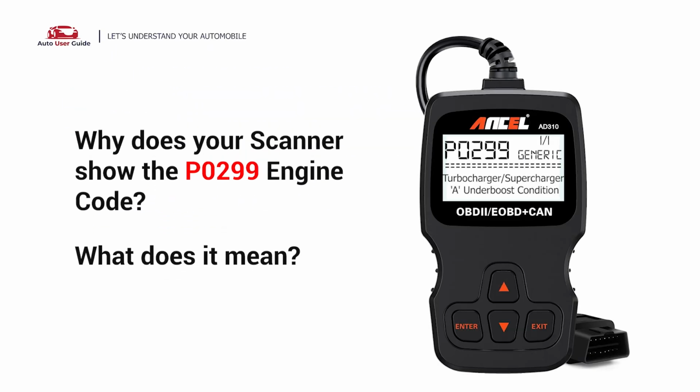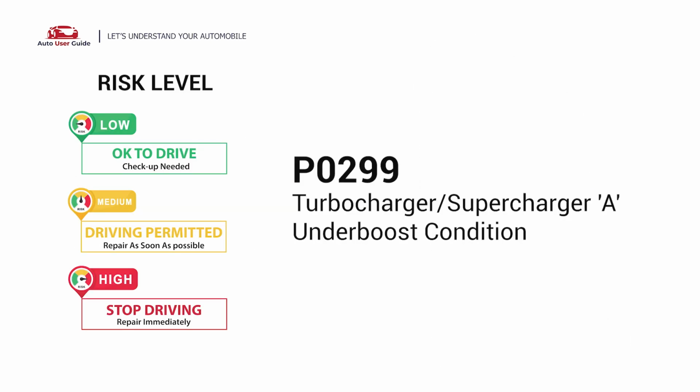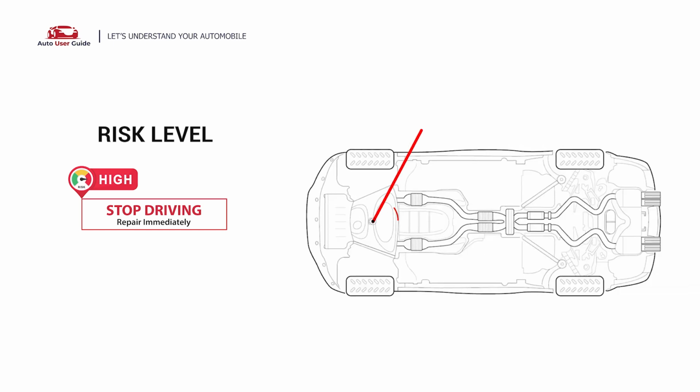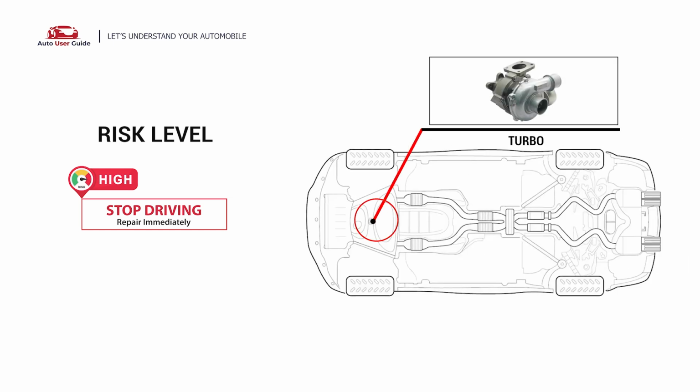Why does your scanner show the P0299 engine code? What does it mean? P0299 is a diagnostic trouble code for Turbocharger or Supercharger A Underboost Condition. This engine code indicates that the turbo or Supercharger A has excessively low output. Under this circumstance, stop driving and repair your vehicle immediately.